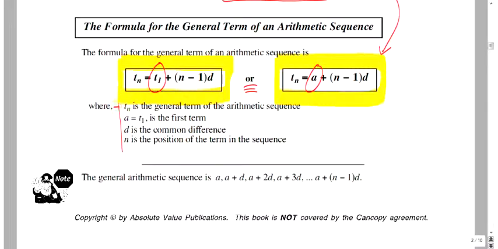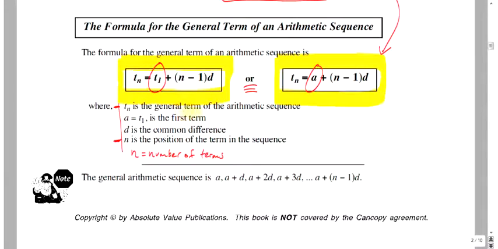These are the confusing ones, okay? This says n's the position of the term in the sequence. Let's write something else here. If this thing is finite, if it terminates, n is the number of terms. Okay? If a question asks you, how many terms does this thing have? We're asking you to find n.